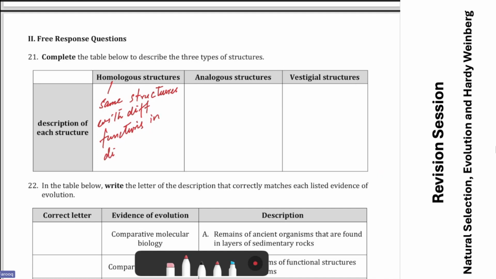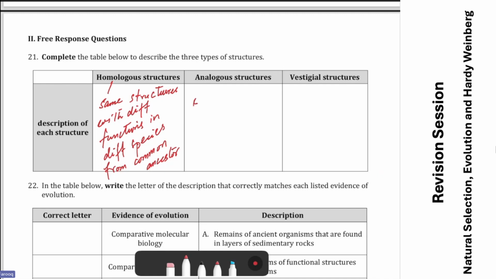And remember that these are in different species. So same structures with different functions in different species, which are inherited from common ancestor. Always remember, you have to say in this one common ancestor. Analogous structures, now it will be different. So they have different structures.